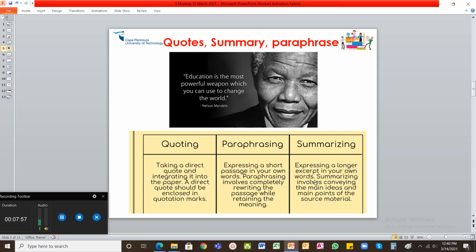Now, a summary is when there is a long piece of work, a longer article. So it was Mandela, and other people also spoke about education, and you are summarizing what all of them said by maintaining the keywords and main ideas but still not losing the intention of the article. So even though you are changing it, you are still keeping to the same idea. So a quote is direct words, a paraphrase is a short passage that you write in your own words, and a summary is a longer passage from which you take only the main ideas but still keep the meaning.